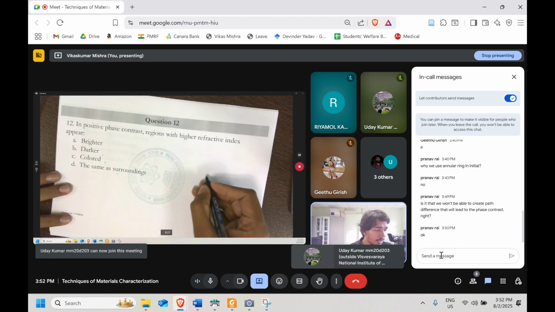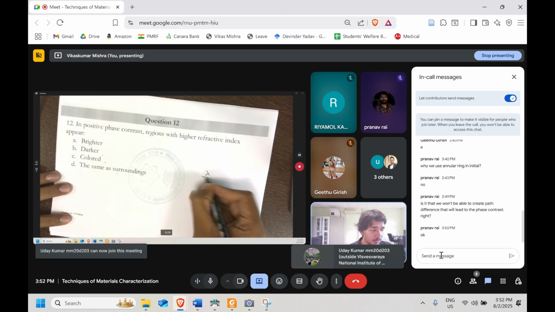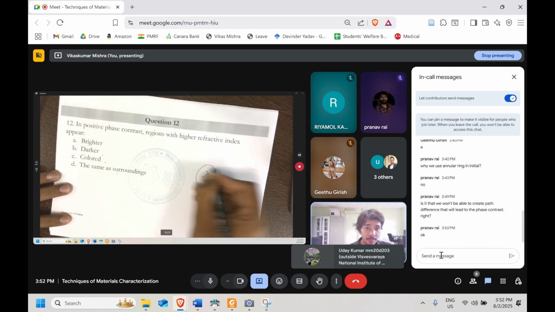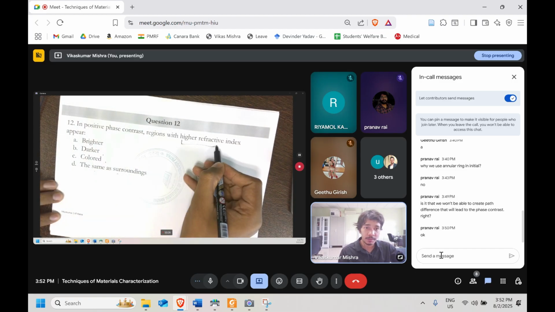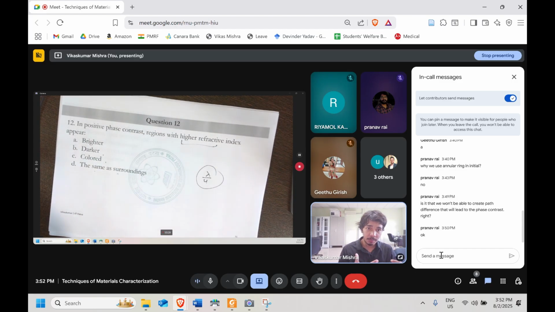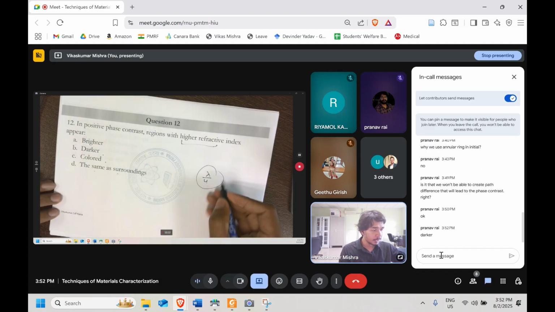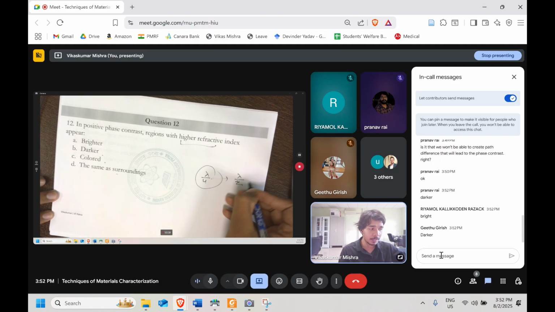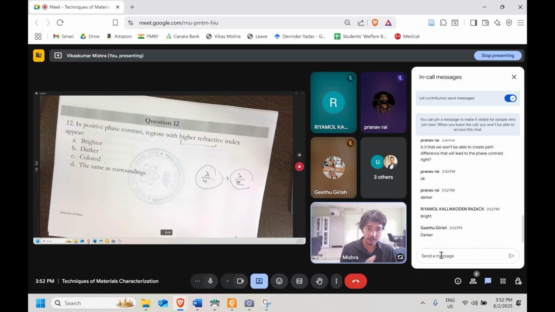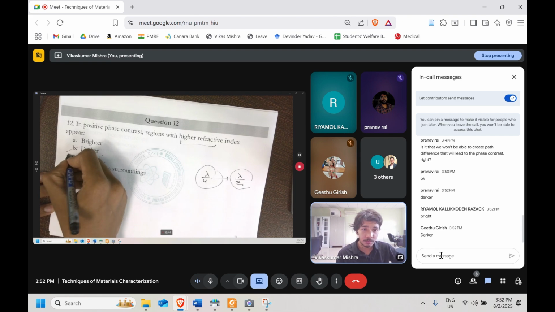We have already seen that the phase ring is going to produce a path difference of lambda by 4. Now, if the refractive index is higher, the path difference will further increase, right? So instead of lambda by 4, it will go to lambda by 2, and that will give the destructive interference. Very right, so the right answer is option B.